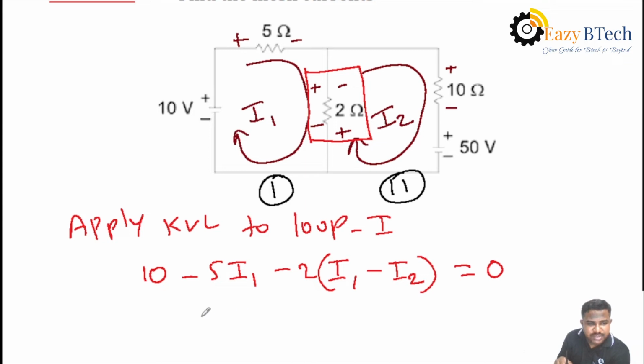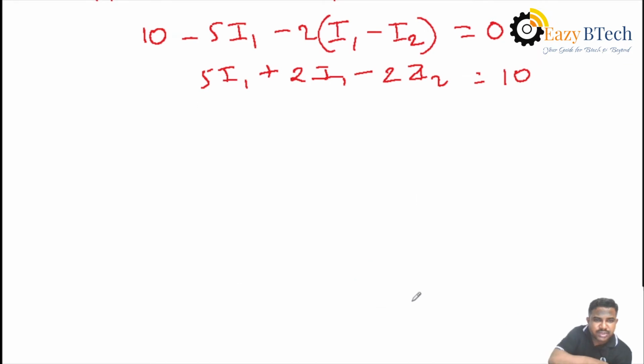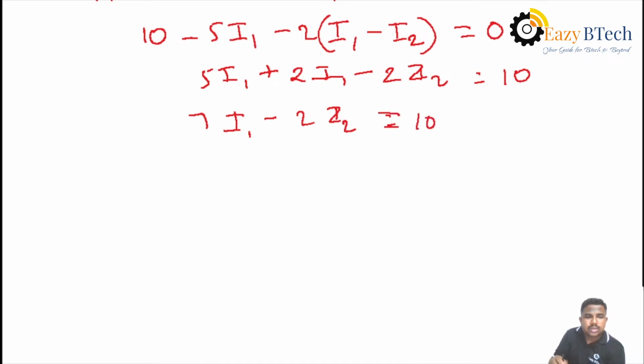Then simplify the equation here. That is 5I1 plus 2I1 minus 2I2 equals 10. Simplifying, 5 plus 2 gives 7I1 minus 2I2 equals 10. If you know the KVL equation very well, then you can directly write down the loop 1 equation by applying KVL to the loop.